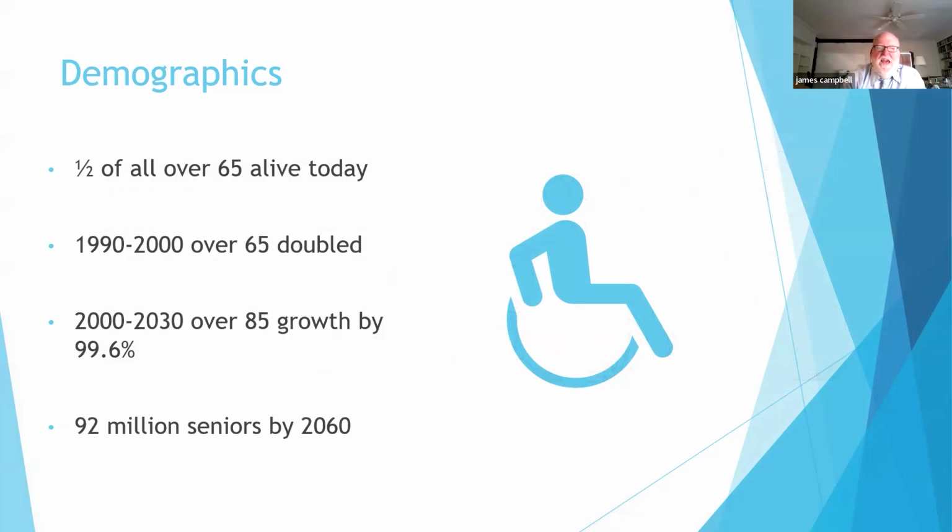Basically, we are living in an age where older people are where it's at. Half of all the people in the history of humankind that have been alive over the age of 65 are currently alive today. In the 10 years at the end of the last century, the population over the age of 65 doubled. Between 2000 and 2030, which is sneaking up on us, the population over the age of 85 has grown by nearly 100%.